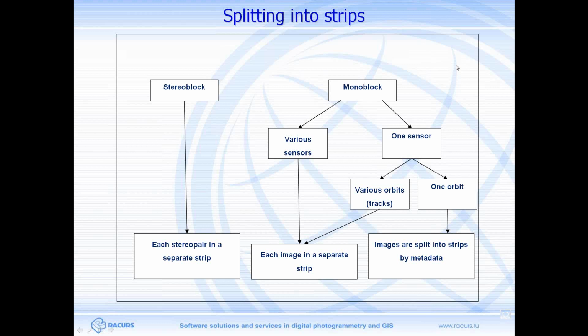When you split the block into strips, you have to follow some rules that you can see on this picture. In a stereo block, you have to put every stereo pair in a separate strip. Monoblock is a more complicated structure. If you have images from different sensors, you again have to put each image in a separate strip. In case of one sensor, you have to take into account different orbits or one orbit or tracks. And again, in this case, you use the option split by metadata, and you again put every image in a separate strip.